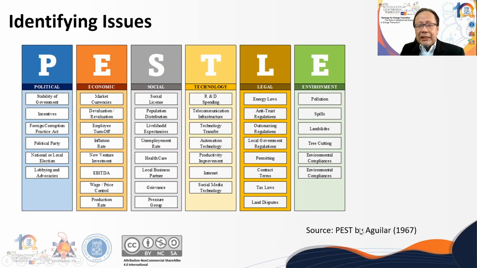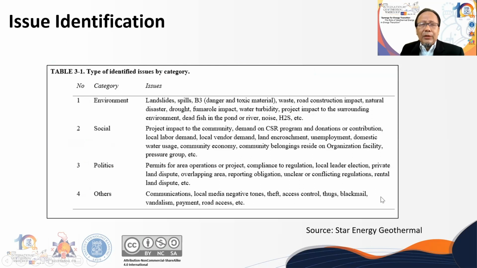The PESTEL itself was firstly known as PES, suggested by Aguilar in 1967. Okay, so going to Star Energy, these are issues identified from each category, like environment, social, politics, and others. For environment, we have landslides, spills, B3, dangerous toxic material, because Star Energy works as a geothermal company that needs some drilling projects and has heavy equipment, etc.